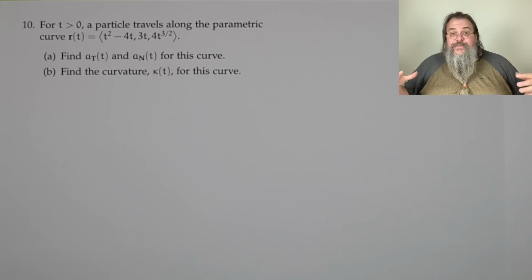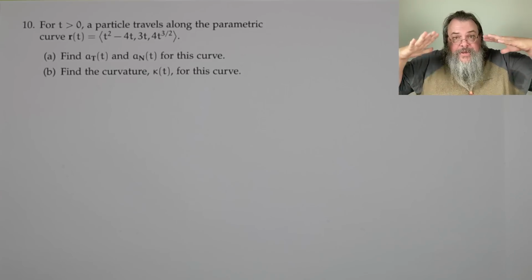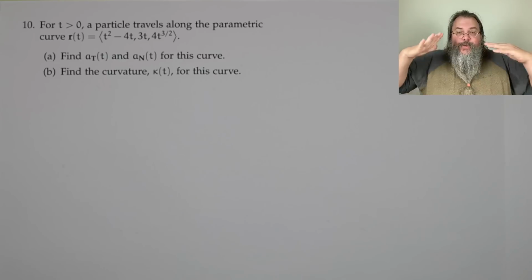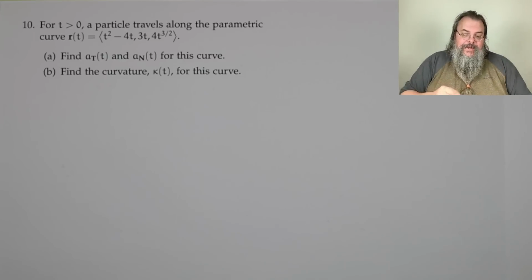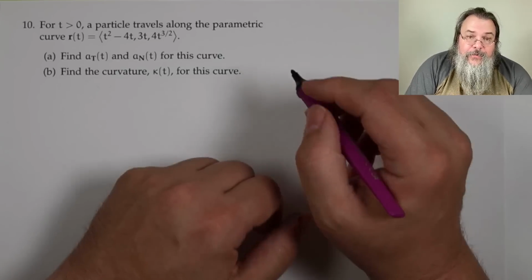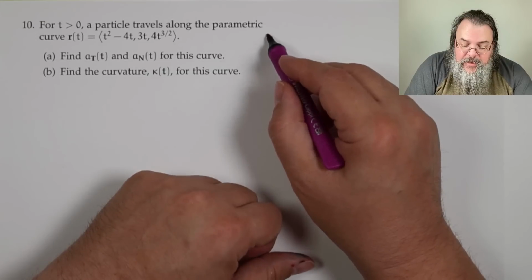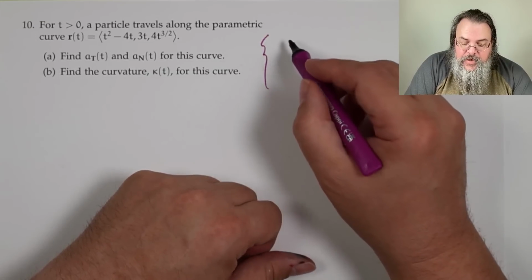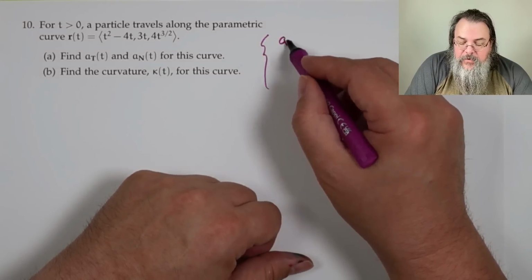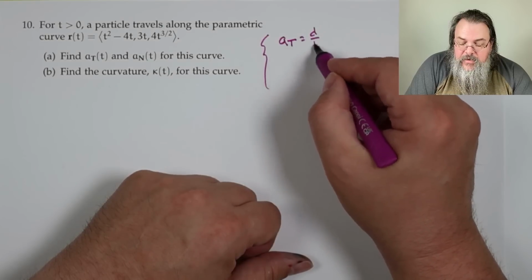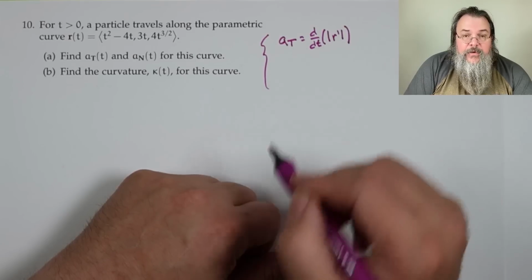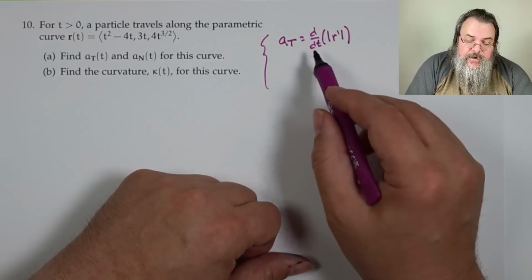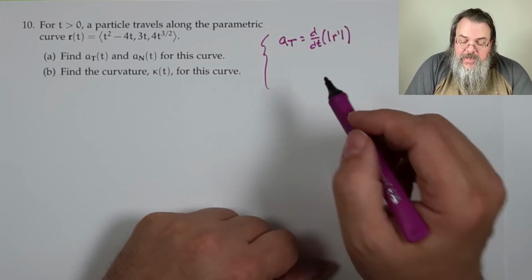All right, now the good news is there's a methodology here. We can do this. So we're not going to panic. We're going to use our formula sheet. So there's 3 formulas that are going to come into play from our formula sheet. One formula says, if you want a sub t, this is the derivative of the magnitude of r prime. So we're going to find magnitude of r prime, take the derivative, and we'll get a sub t.